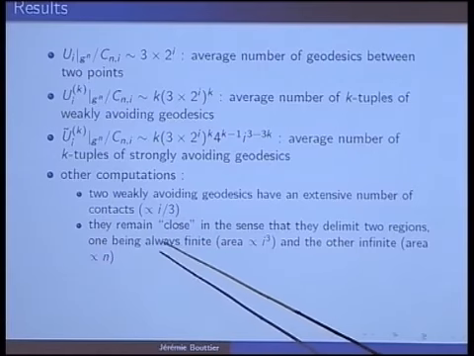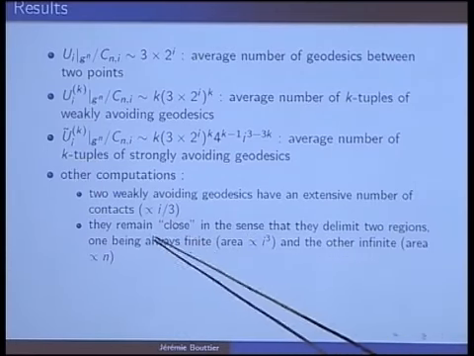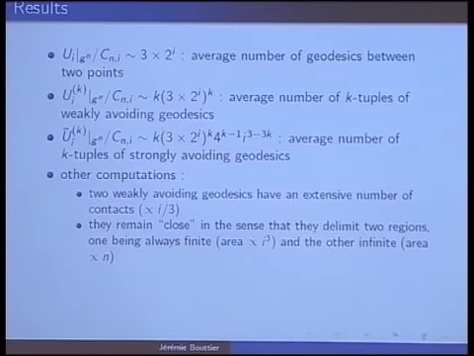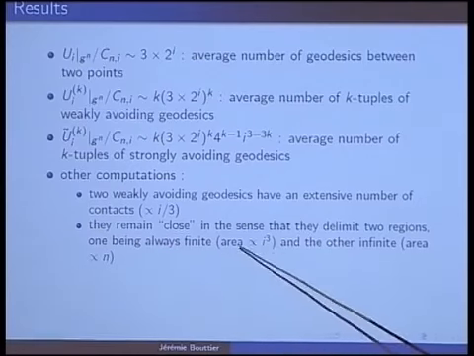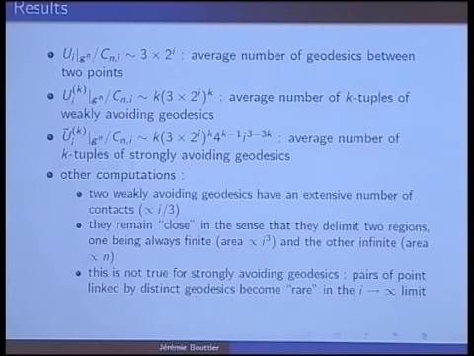So in the sense that the difference between them is negligible, that would mean that two geodesics delimit two regions, because it's a picture like this: you have two regions, and one of them always remains finite when n goes large, because it's of the order I^3 where I is finite, and the other one is infinite. And I just mentioned that this is not true for strongly avoiding geodesics.